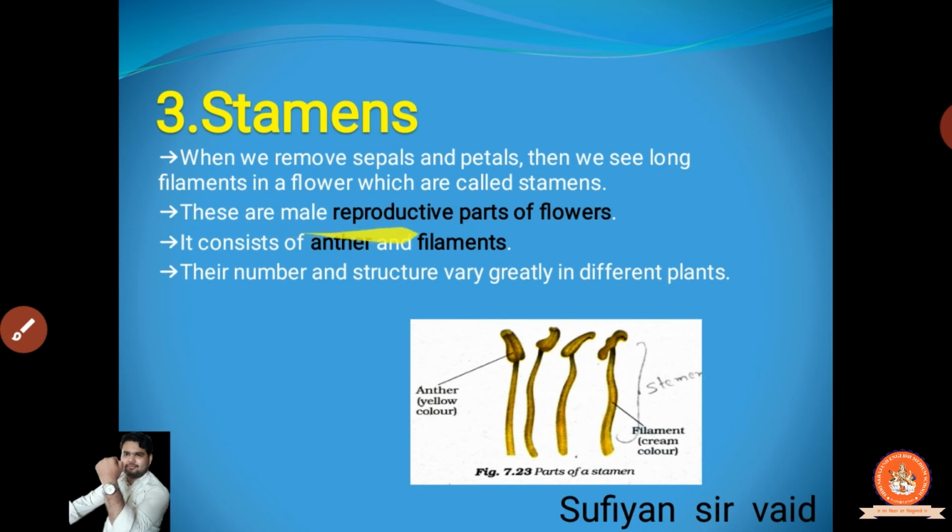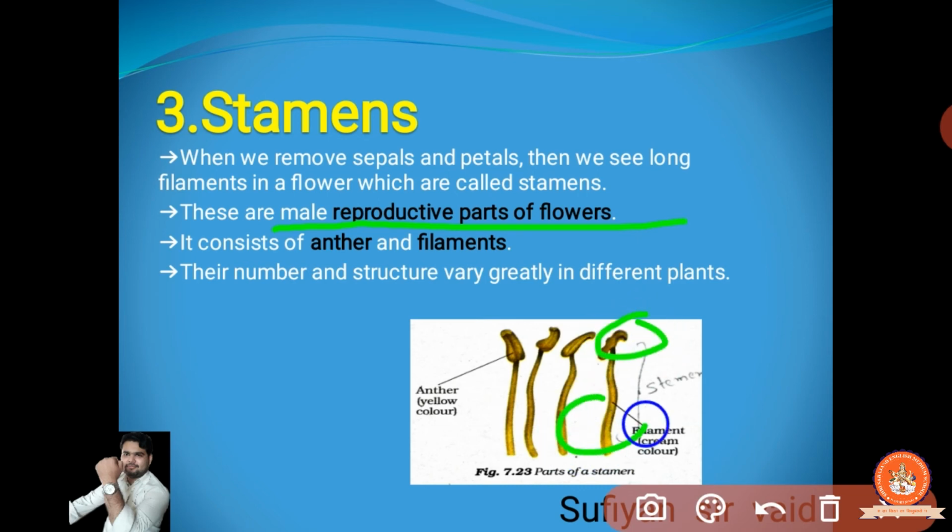Now, what is that? These are the male reproductive system. Clear? This is a 1 mark question: what is the male reproductive system? It is a stamen. Clear? And in the stamen there are two parts, the upper portion and the lower portion. They are both different parts.